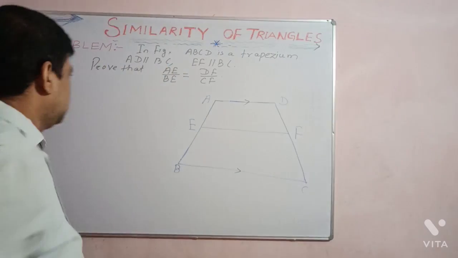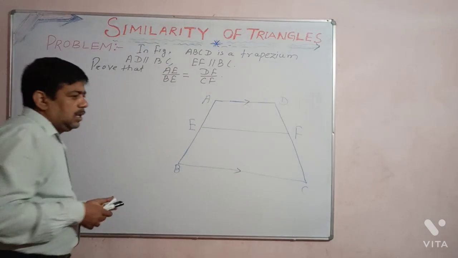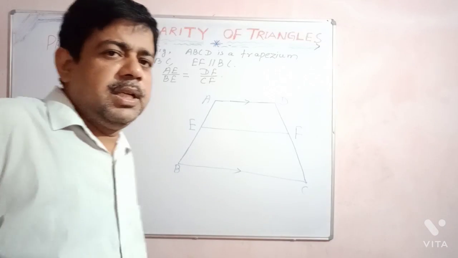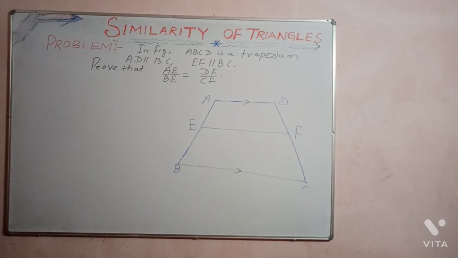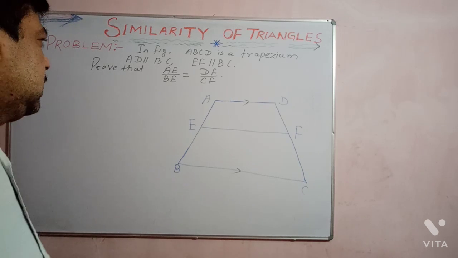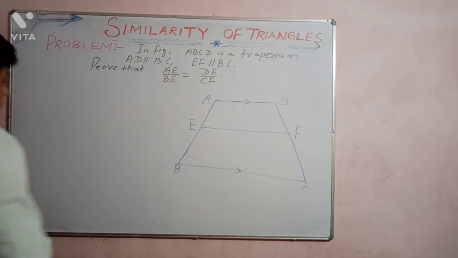In this question, you are able to see that ABCD is a trapezium, AD parallel to BC. Again it is given EF parallel to BC. Then we have to prove that AE upon BE is equal to DF upon CF. Is it clear? Okay, let's see this question.